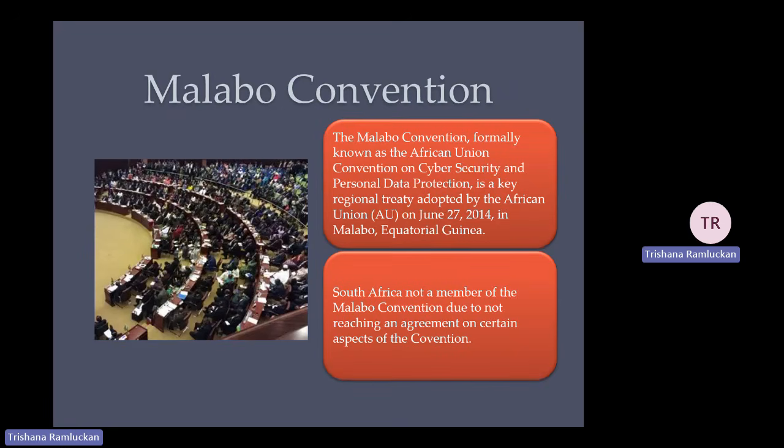The most important one in Africa is your Malabo Convention. It's formally known as the African Union Convention on Cybersecurity and Personal Data Protection. It's a key treaty that was adopted by the AU in Malabo, Equatorial Guinea. What must be noted is that South Africa is not a full member of the Malabo Convention, due to not reaching an agreement on certain aspects of the convention. One of the main aspects was sovereignty and digital security. So they didn't want information going out.